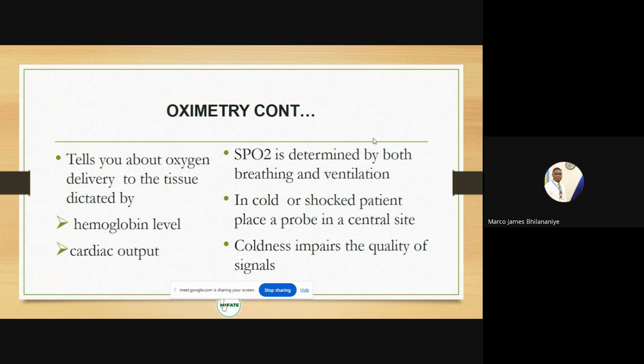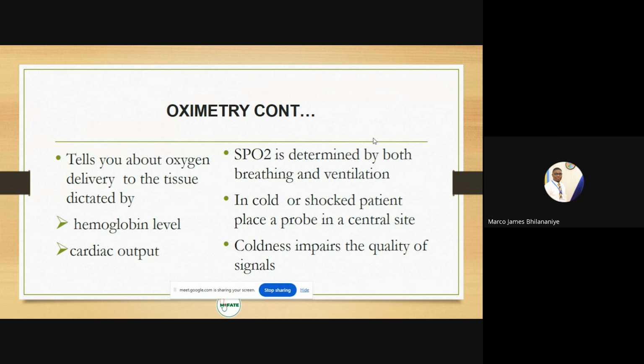Next slide. So what does oximetry tell you about? This tells you about the oxygen delivered to the tissue, and this oxygen delivered to the tissue is dictated by the hemoglobin level and the cardiac output. When we're talking about the hemoglobin level, we all know that hemoglobin is the one who carries oxygen molecules to the tissue. However, there are a lot of factors affecting this hemoglobin in carrying a sufficient amount of oxygen. Again, the cardiac output means the amount of blood ejected from the heart going to the tissue with the oxygen.